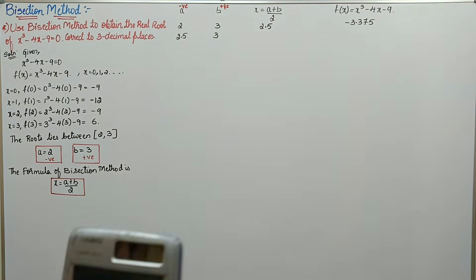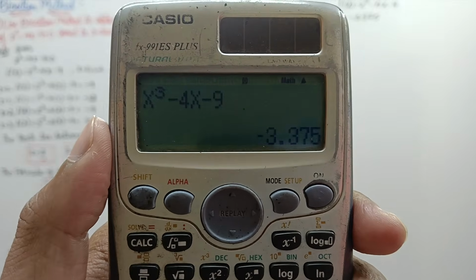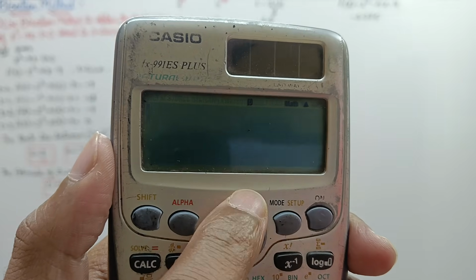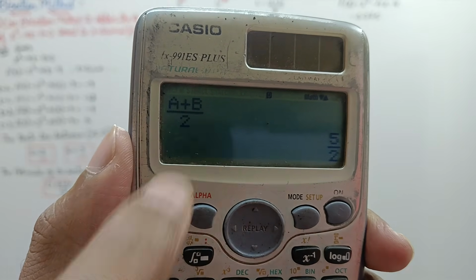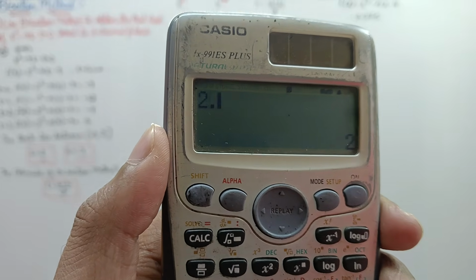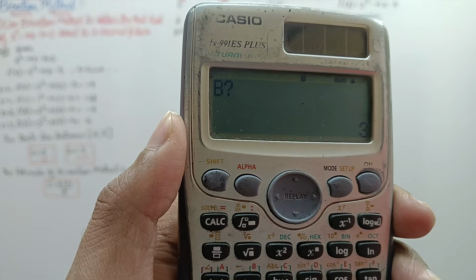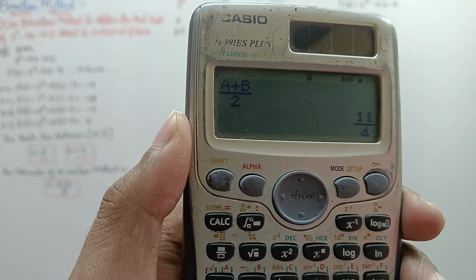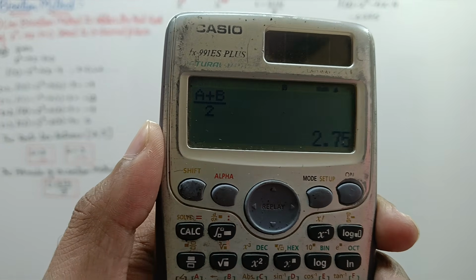Now do the condition same. Just press AC. Again repeat the condition. I am going to show you. Just press AC. Press the upper button. You get a plus b by 2. Press calc. Give the value of a, 2.5, equals. Give the value of b, 3, equals. You get 2.75.